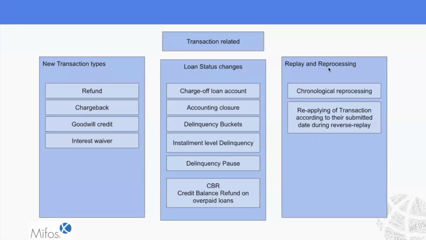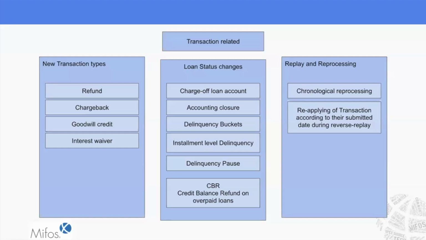As I said earlier, replay and reprocessing. Because of all the new transaction types we introduced, especially chargeback, refunds, etc., we had to rethink and redesign our reprocessing logic. So when does replay and reprocessing happen? Whenever there is a backdated repayment or a transaction reversal. We had to process each and every transaction in the same order it was created, so that transactions are not applied in a jumbled way and the loan interest is not affected.